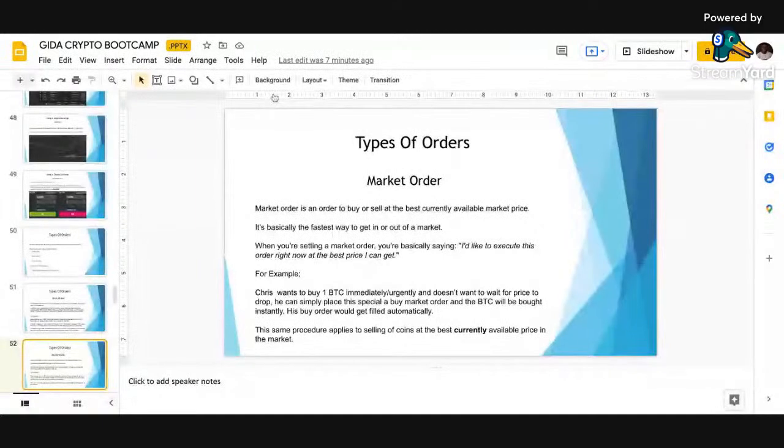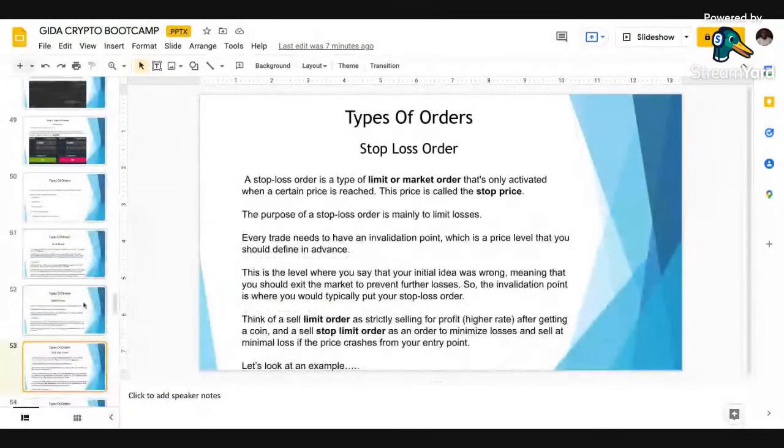Let's proceed. Now, we have another type of order called the stop loss order. What is a stop loss order? Let me explain it in layman's language. If you recall what I told you about a limit order, you can use it to buy at a lower rate and also to sell at a higher rate, that is, if the price eventually gets there. If the price never gets to the level you set, the order just remains there until the condition is met.